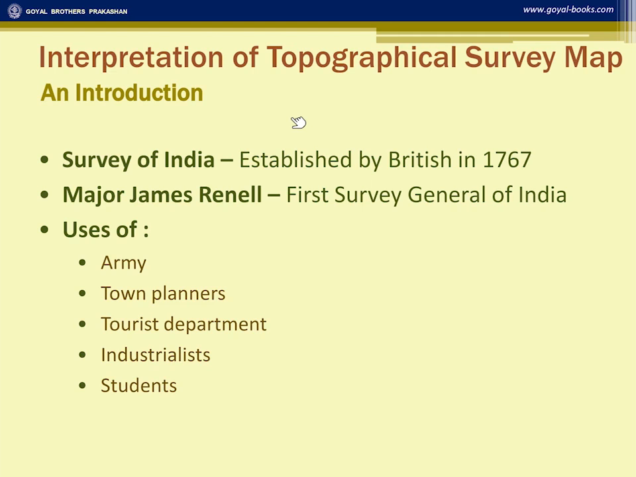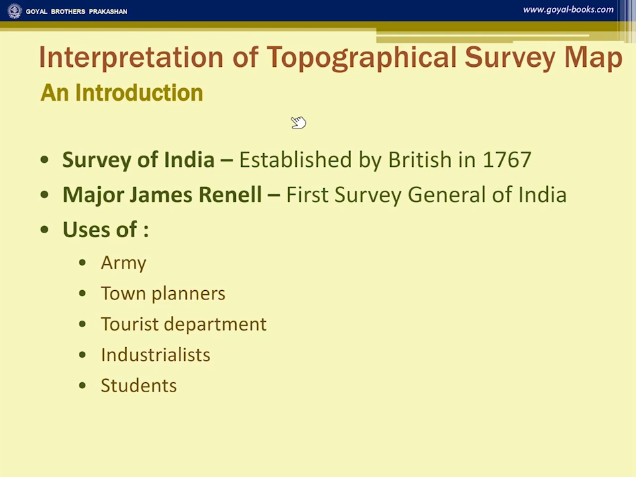What are the uses of topographical survey sheets? The survey sheets are mostly used by the Army to locate places, because if we know the easting and northing or latitude or longitude of the topographical survey sheet, we can locate the exact position of a place, which is very useful for the army. Secondly, they are very useful for the town planners because they have to plan the projects according to the topographical survey sheets. They know where the roads and the transport are and the general layout of the city. So accordingly, the tourist maps are prepared.